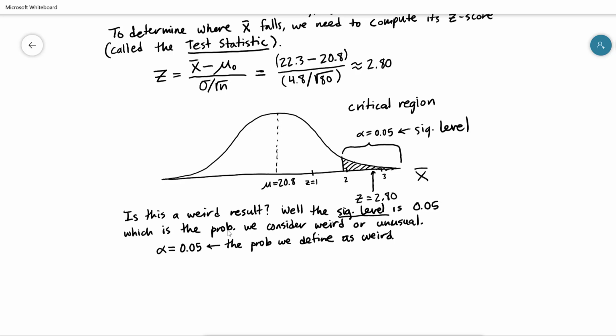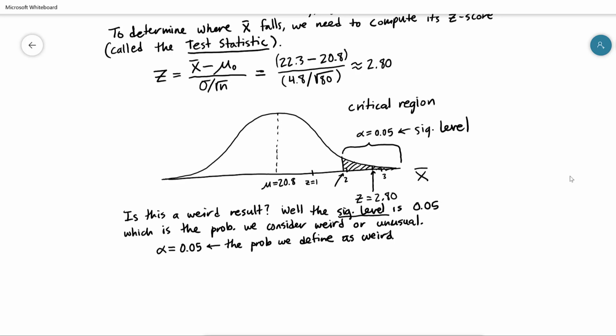So it tells us what we are going to consider weird. In this case, I'm going to consider the top 5% of values weird. Looking at it, to decide whether our result falls into this region or not, clearly the way I've drawn it, it does. But to know for sure, I would want to know what that number is right there. What is that z-score? If our z-score winds up being a bigger number than whatever the z-score is right here, then I'll know that we're in that weird region.